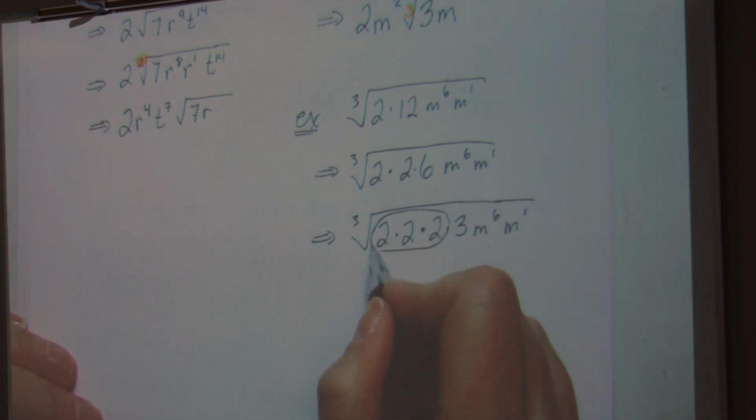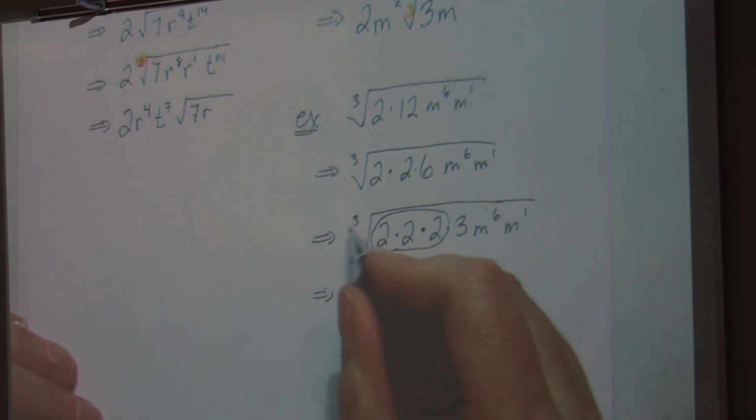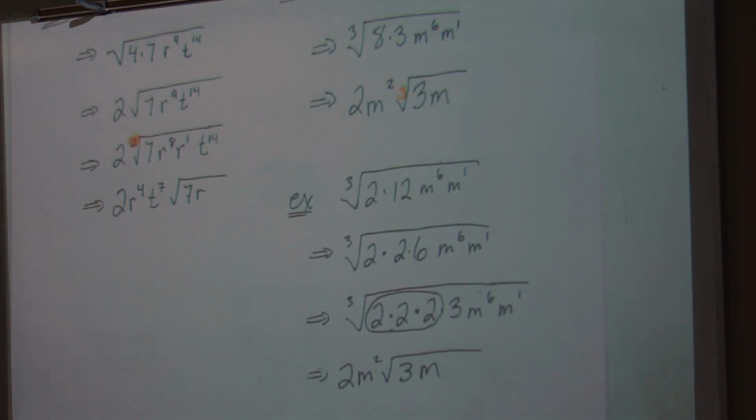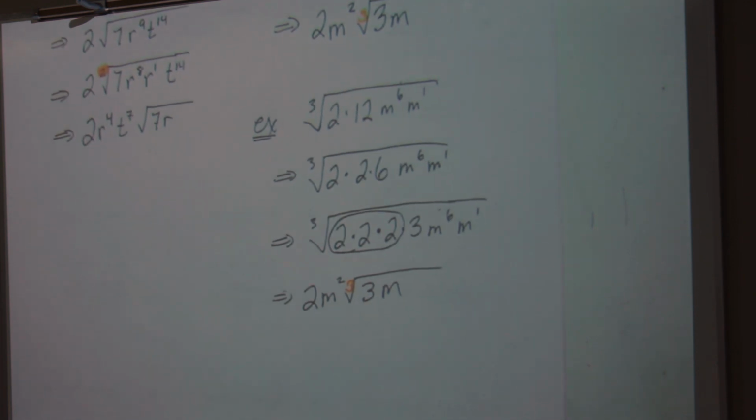Do I now have 3 of a kind? Yes. That 2 will pop out. This 6, 6 divided by 3 is 2, so we have m squared. And we are left with 3m. I come out, and I did it again. Please don't forget your cube root. Okay. Notice that you have the same answers, right? No matter how you break it down further. If you have to, like I said, break it down into prime numbers, that's really helpful. No matter how you slice it, how you dice it, you're going to come up with the same answer no matter which way you decide to tear it apart.